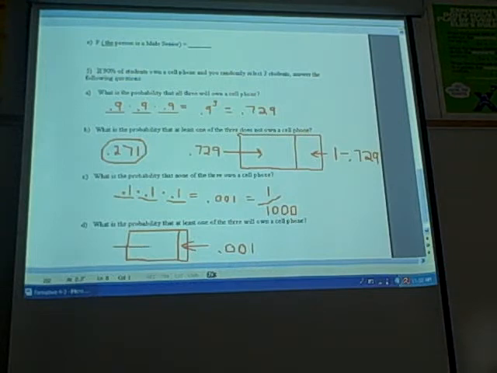So the complement of nobody having a cell phone would be at least one of you having a cell phone. So what would be the probability being in this bigger area here? Right, 1 minus 0.001 or 0.999. So that's the answer to part D. Anybody have any questions about that?